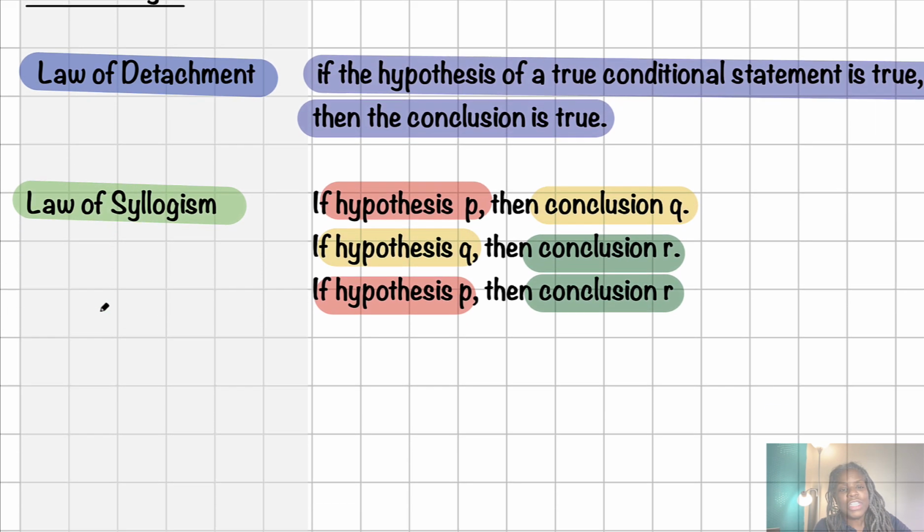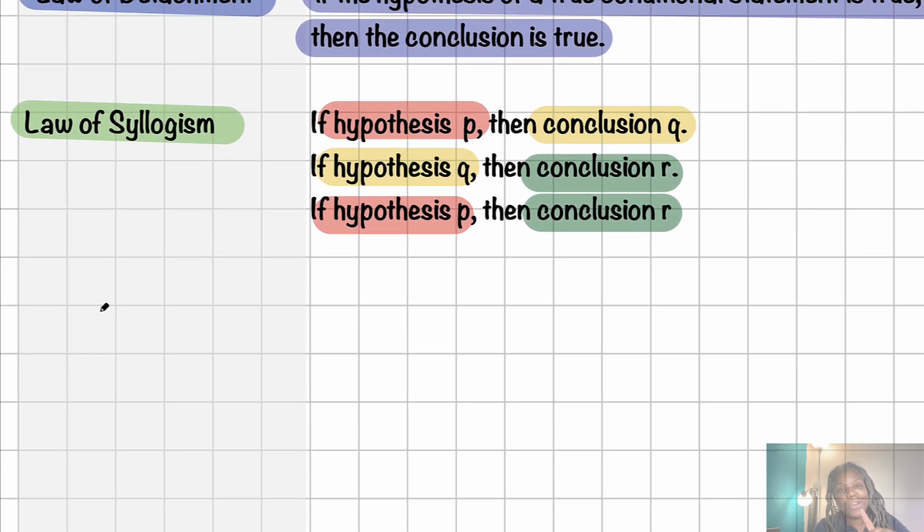The law of syllogism is this. I'm going to read it and then I'm going to give you an example of what this means. The law of syllogism says, if hypothesis P, then conclusion Q. But then if hypothesis Q, then you got conclusion R. Because of that connection of those 2 yellow statements, we really just could have said, if hypothesis P, then conclusion R. Let's go ahead and use an example and see what that means.